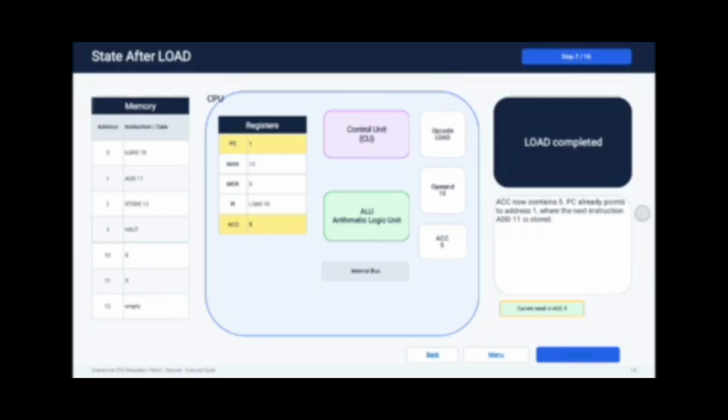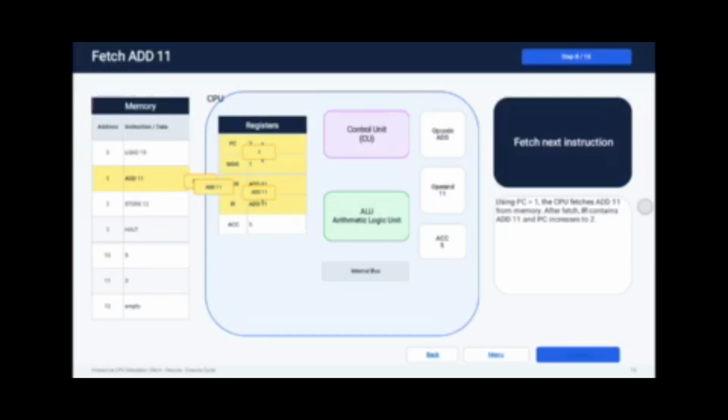Next, the CPU continues to the next instruction, which is ADD 11. Memory address 11 contains the value 3. This value is sent to the ALU. The ALU adds the value 3 with the current value in the accumulator, which is 5. So the calculation is 5 plus 3 and the result is 8. The result is then stored back into the accumulator. Now the ACC contains 8.